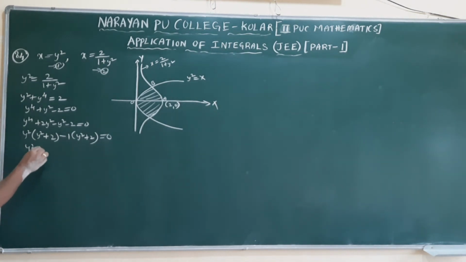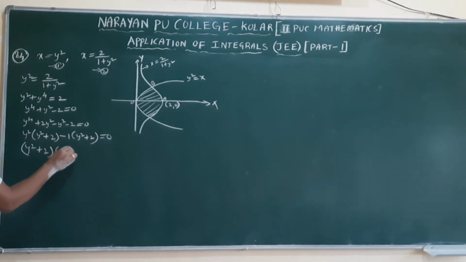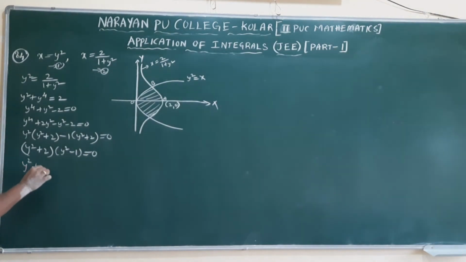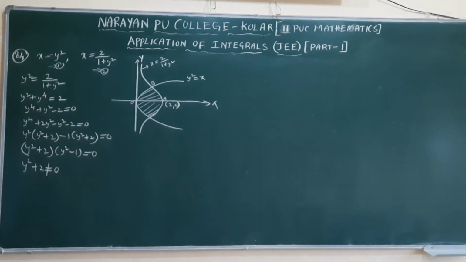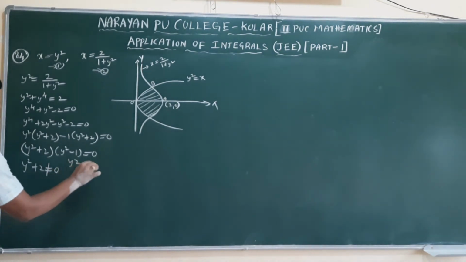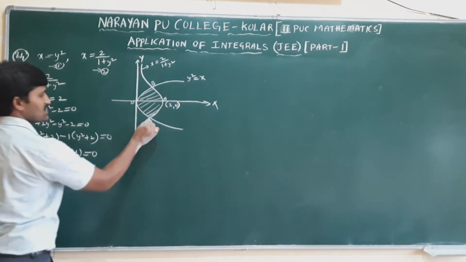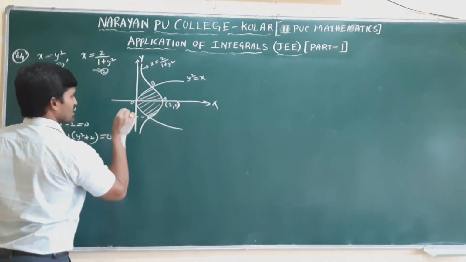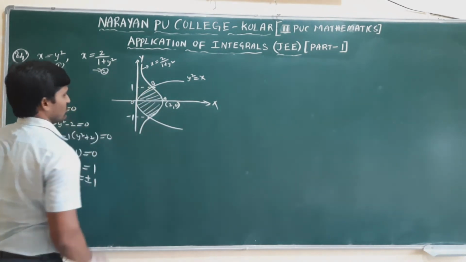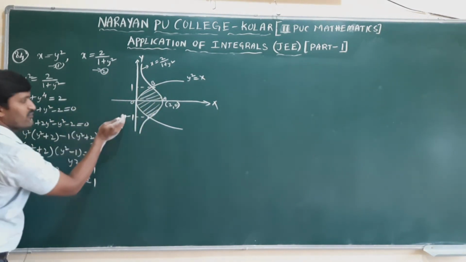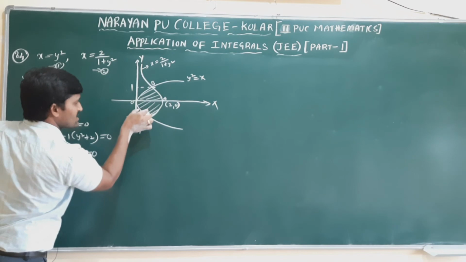Now here y square plus 2 is common. Next, y square minus 1 remaining. Y square plus 2 cannot be 0 because you will get imaginary roots. Now y square equal to 1. Y you can get plus or minus 1. That means here minus 1 and plus 1. You will do with respect to y like this. If you take from minus 1 to 1, this area is symmetric.